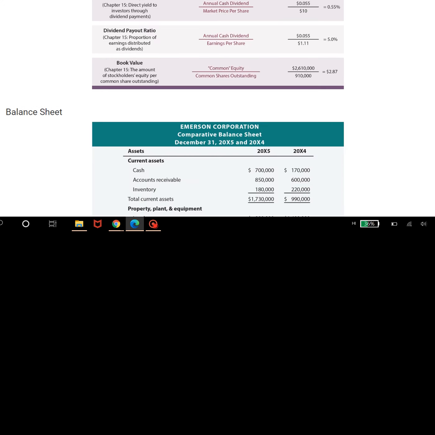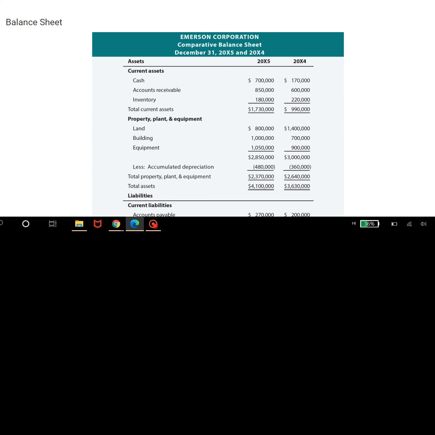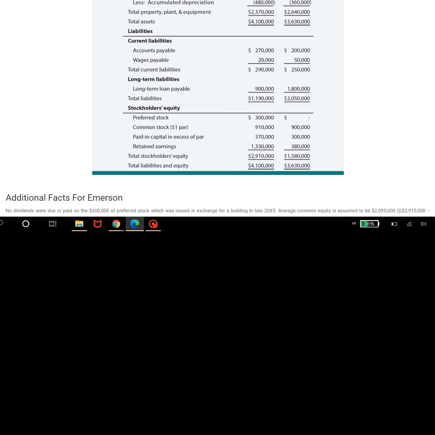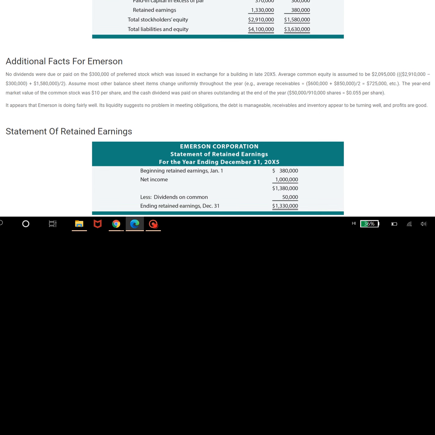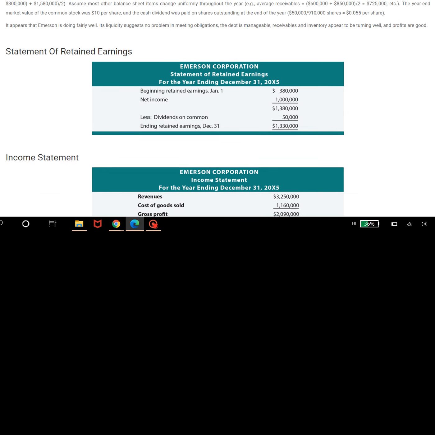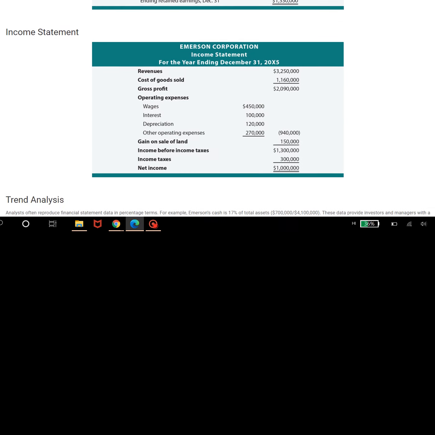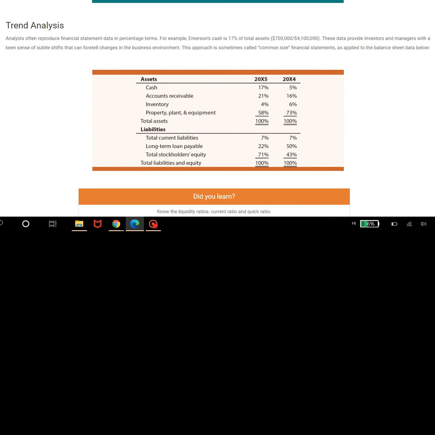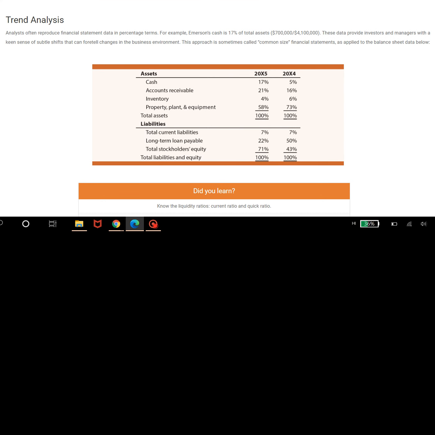Now this is a balance sheet. We are going to do an example now. So this is a balance sheet, as you can see. And these are some of the additional facts. Then you can check out the statement of retained earnings. The income statement is also available. The trend analysis: basically, trend is how much is the conversion rate of your assets and your liabilities.